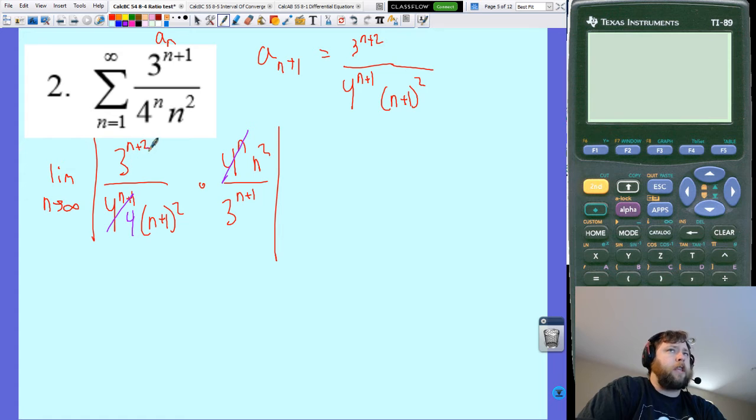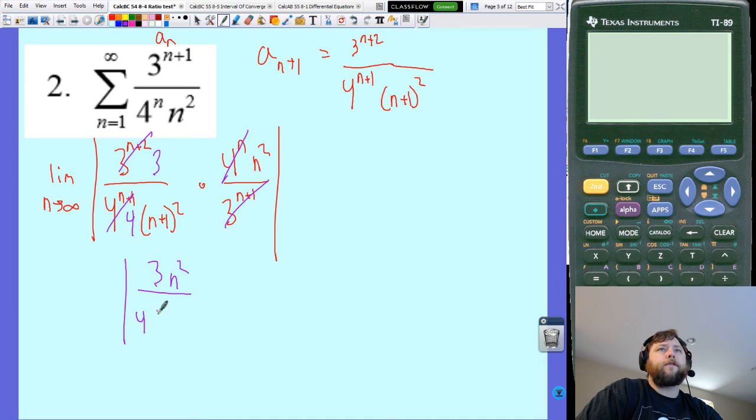Same thing over here, 3 to the n plus 2 and n plus 1. I have an extra 3 up here, and that just goes away. These n's can't cancel out like that. We kill kittens if we try to cancel out right in there. So let's just write this out. I have 3n squared over 4 times n plus 1 squared.